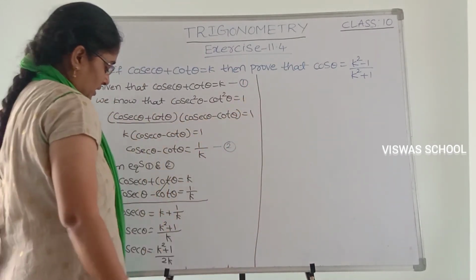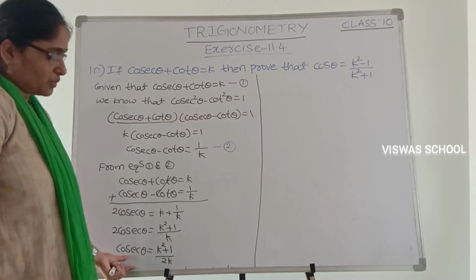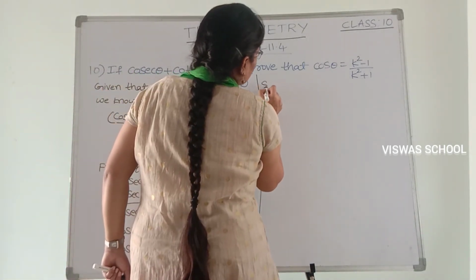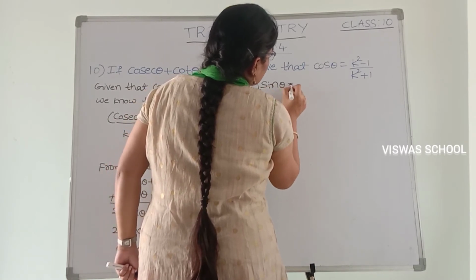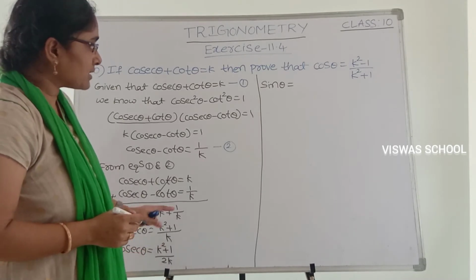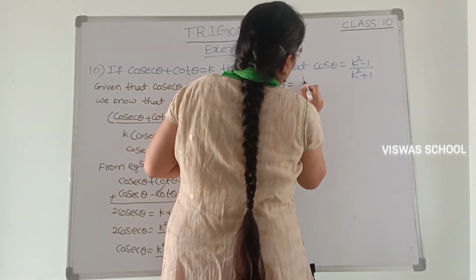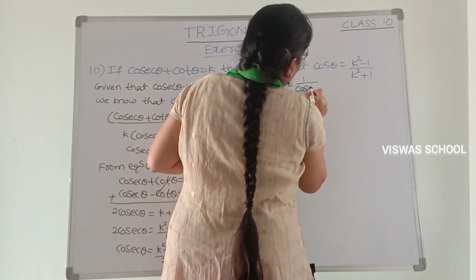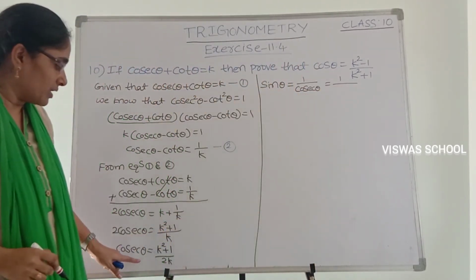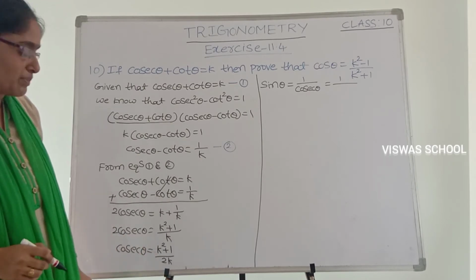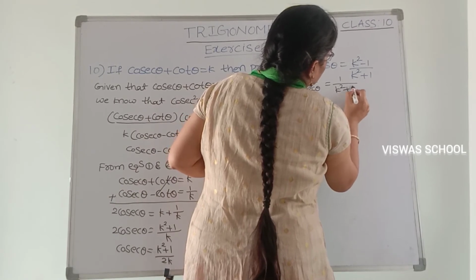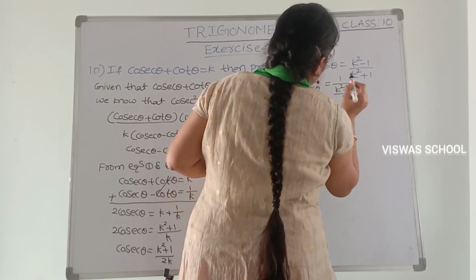Next, this is the cosecant theta value. From this, what is the sine value? That is, sine theta is equal to... Already we know that sine and cosecant are multiplicative inverses. Now write sine theta is equal to what? 1 by cosec theta. That is 1 by, here we have the cosec theta value, that is k square plus 1 by 2k, so 1 by k square plus 1 by 2k.